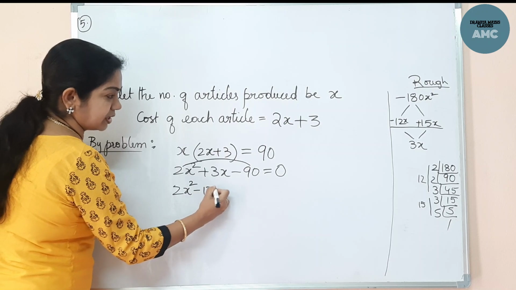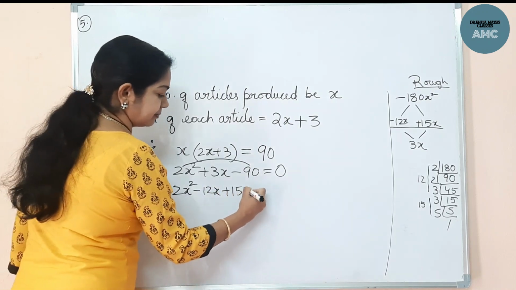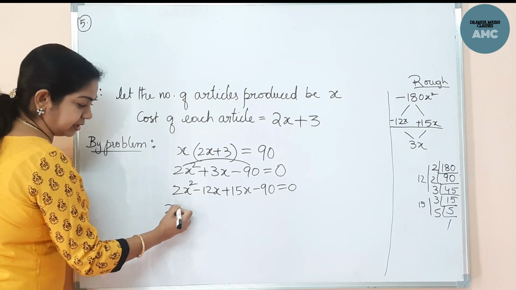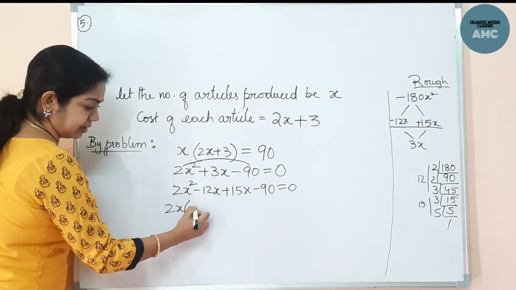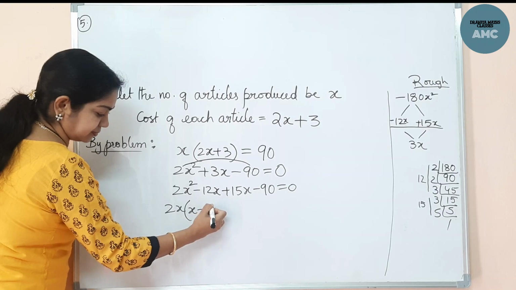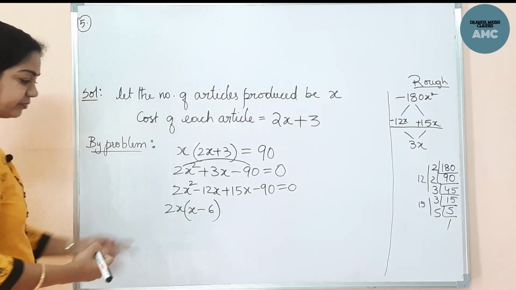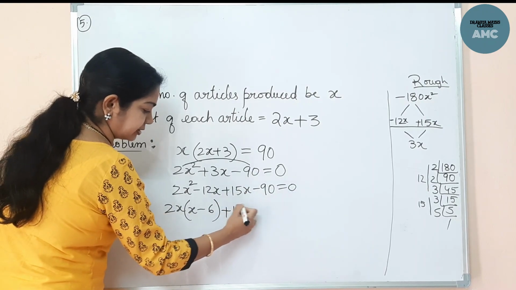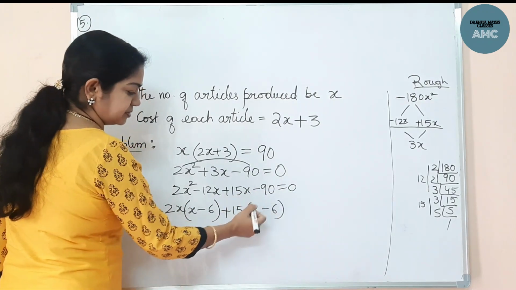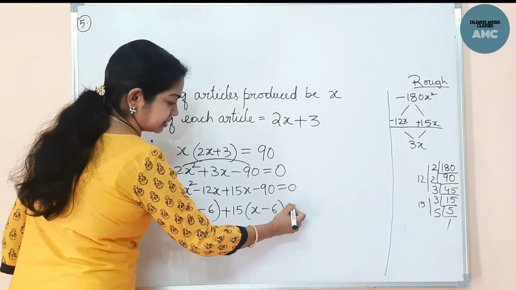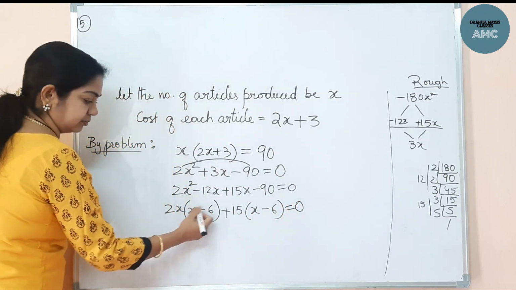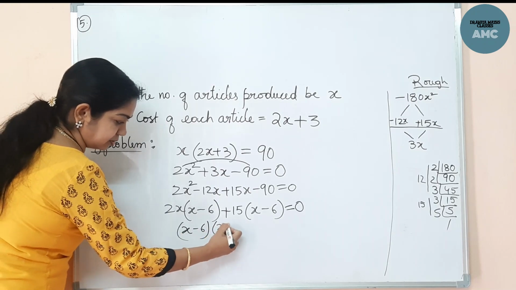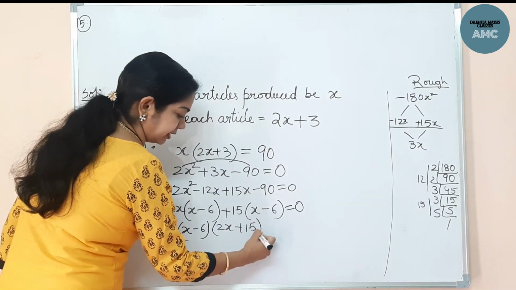2x² − 12x + 15x − 90 = 0. Now from the first 2 terms, take the common factor, that is 2x. 2x is common, and x minus 6 remains, isn't it? If you take 2x, x minus 6. Now in these 2 terms, take 15 as common, x minus 6. So now these two are the same, so take x minus 6 common. 2x plus 15 is the remaining.